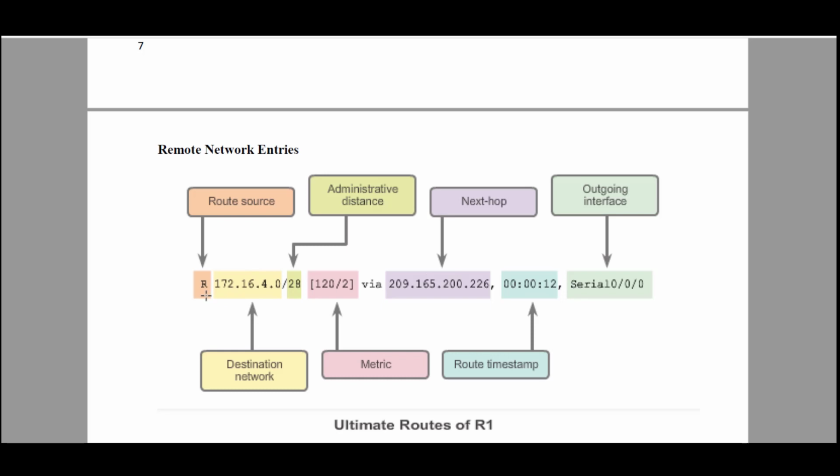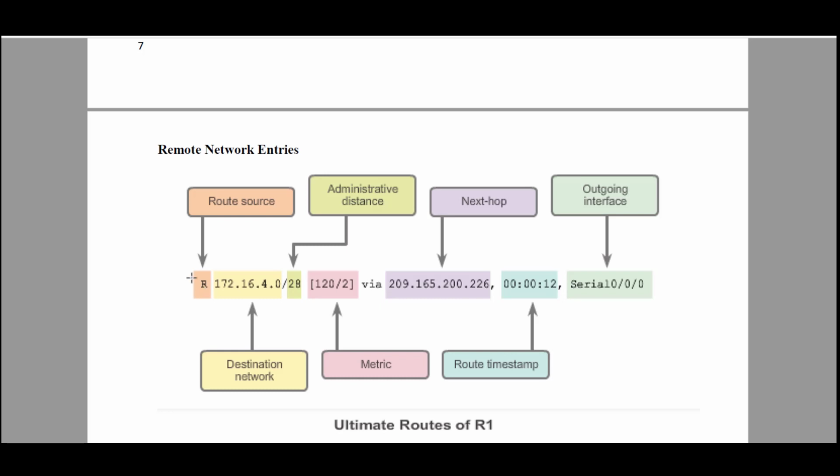So what does this mean? How is this particular entry created? If you have S, it is called a static route, so it is created by the administrator. If it is R, it is created by the RIP protocol.